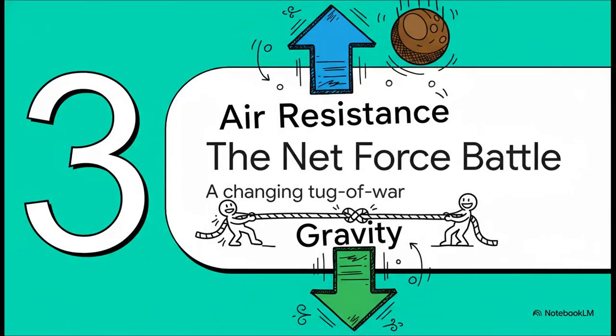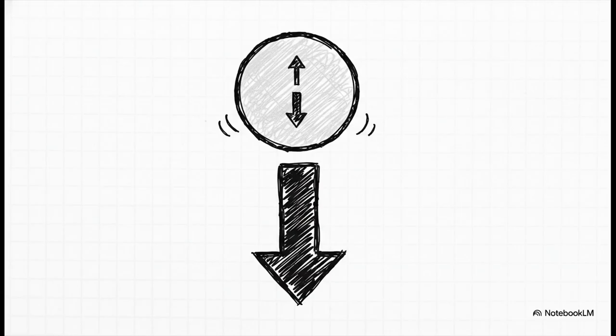So what we've got here is a classic showdown, right? It's a tug of war. We have gravity pulling down, and now we have air resistance pushing up. And this creates this dynamic battle where the balance of power is constantly shifting as the ball falls. In the very first moments of the fall, the ball is still moving pretty slowly, and that means the upward push from air resistance is, well, it's pretty weak. Gravity is the undisputed champion at this point, easily overpowering that tiny little bit of drag.